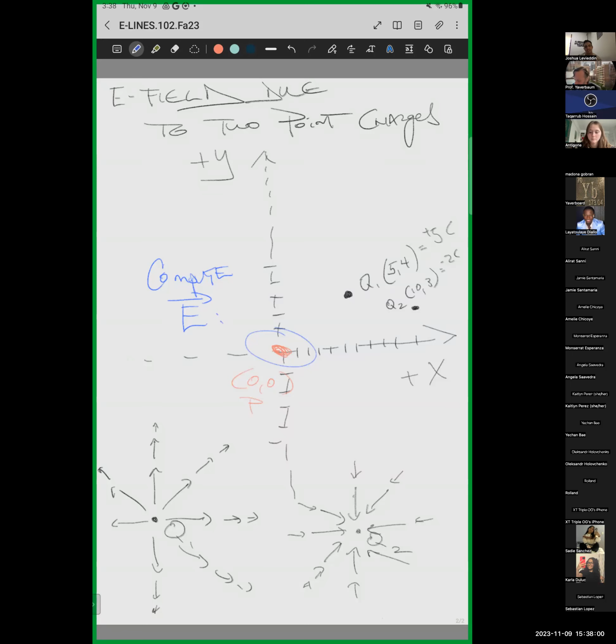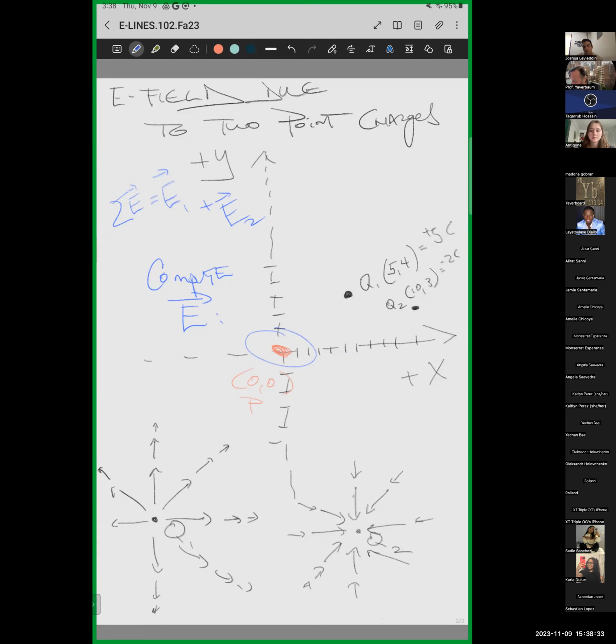So that's the goal. We want to compute the E, and we're going to say that the total E field there is equal to the E field contribution from charge one plus the E field contribution from the other. So we're going to do the vector sum of these two field contributions. I'm going to draw a quick sketch of the vectors that we're adding together.